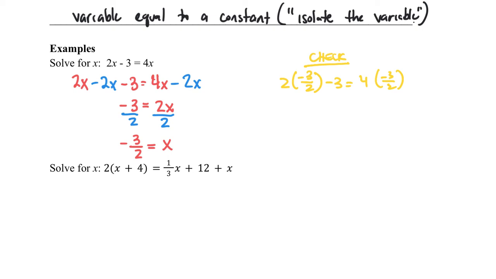On the left-hand side, I'm going to do 2 times negative 3 halves. Whoops, messed up in my calculator. 2 times negative 3 halves minus 3 gives me, on the left-hand side, when I put this in my calculator, I get negative 6. And on the right-hand side, I also get negative 6. So that means that this is a check. One of the beauties of solving equations is you can actually know whether or not it's correct before you even turn it in.